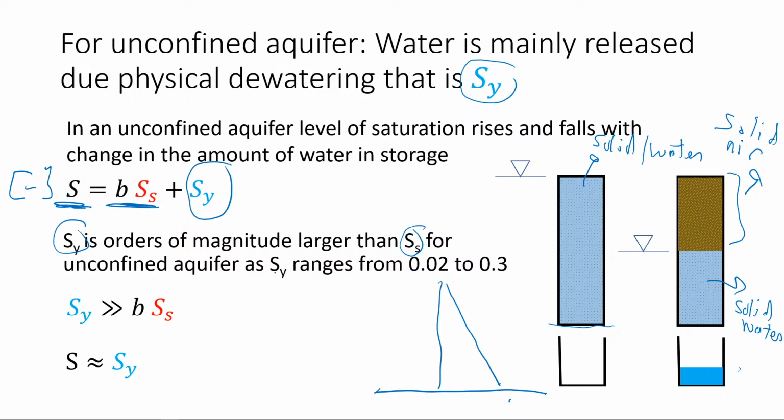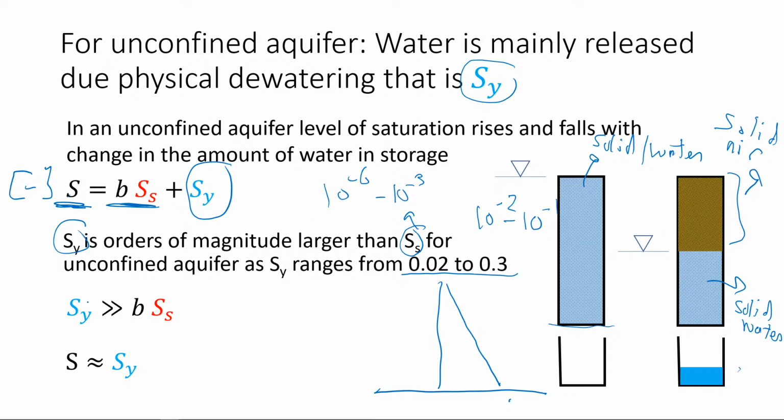For an unconfined aquifer, remember this one has a range of what? 10 to the power minus 6 to 10 to the power minus 3, versus this one, which is on the order of 10 to the power minus 2 to 10 to the power minus 1. So this is at least 1 or 2 orders of magnitude larger than this one.